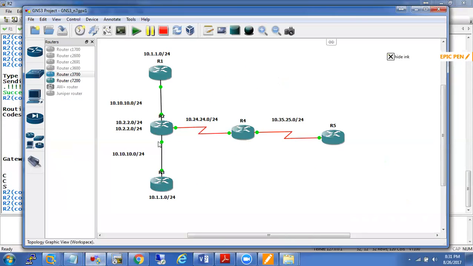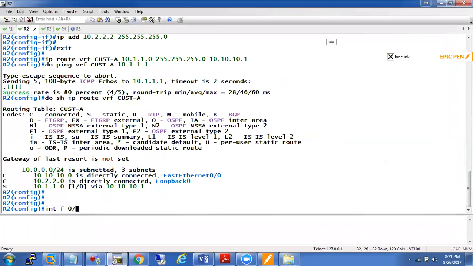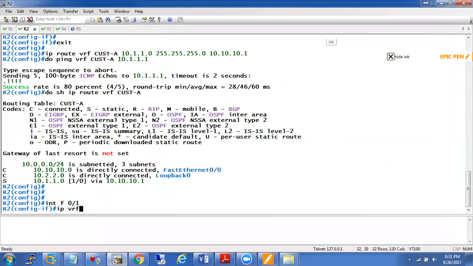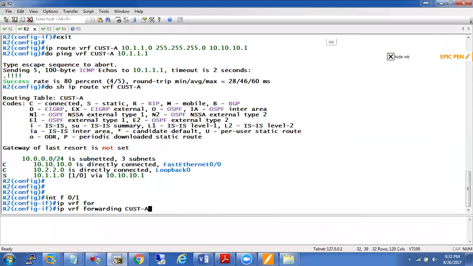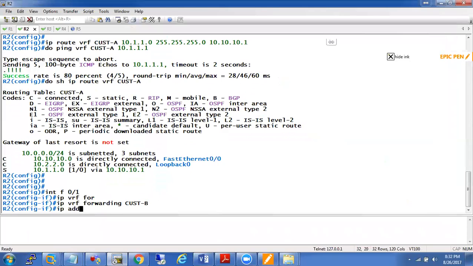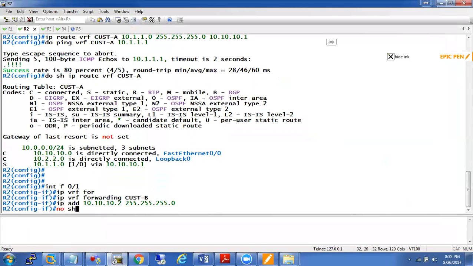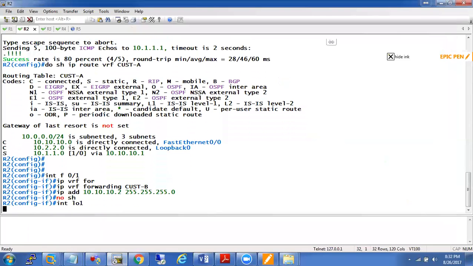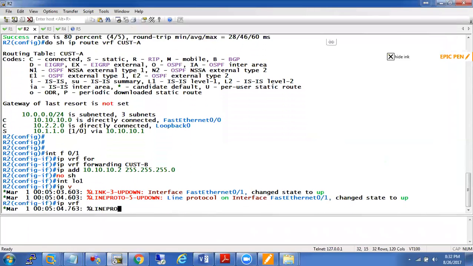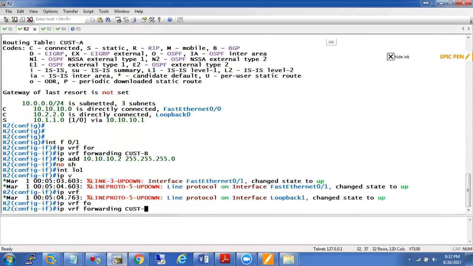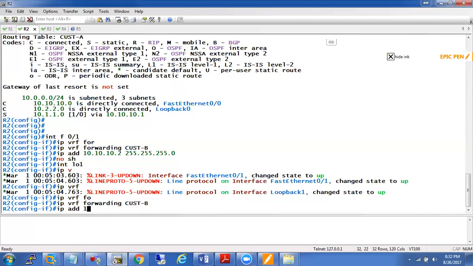Let's repeat the same thing for 2 to 3, this side. Okay, how would I do that? This is also 10.10.10.2, same address, but on a different interface. ip vrf forwarding, I think I did this already, but doesn't matter. IP address 10.10.10.2, same IP. I'll create a loopback 1, also put the second 10.2 in a different VRF.